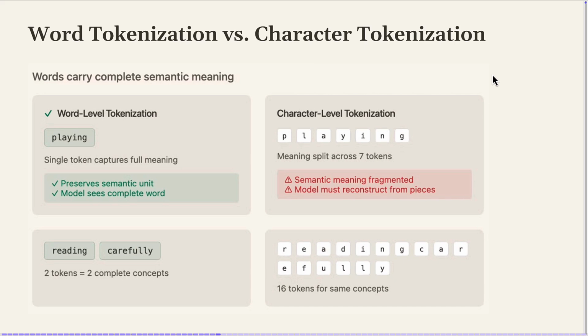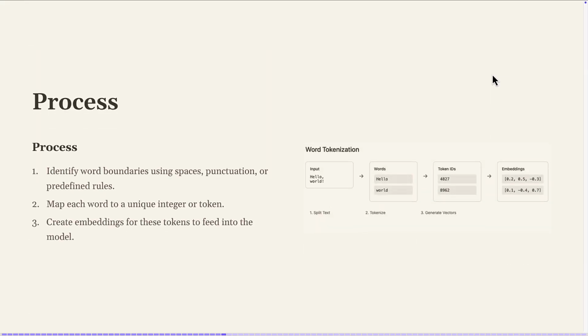So the pros and cons here. With word level tokenization, a single token captures the full meaning. It preserves the semantic unit, and the model can see the complete word. That's a good point. It will also reduce the number of tokens. Now these two words will bring 2 tokens, as compared to 16 tokens for the same sentence with character-based tokenization. So that's an advantage.